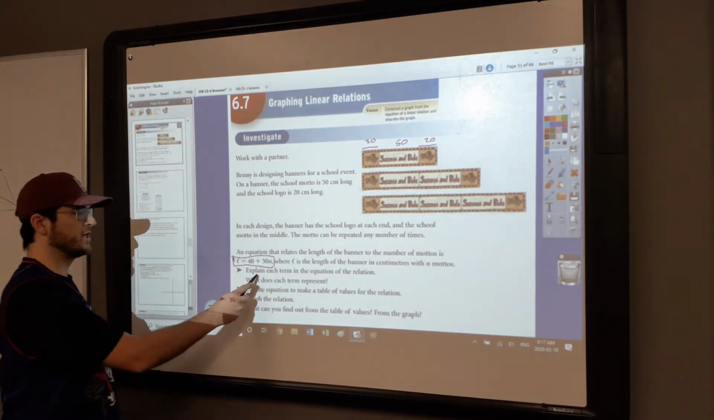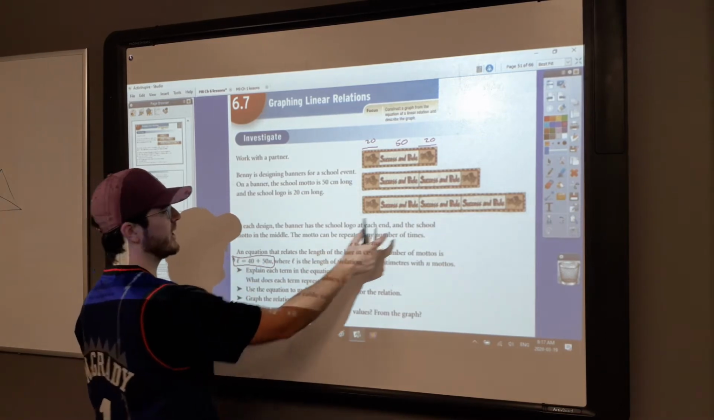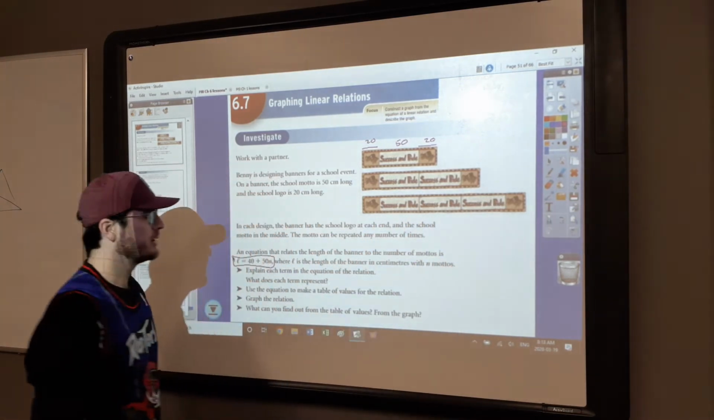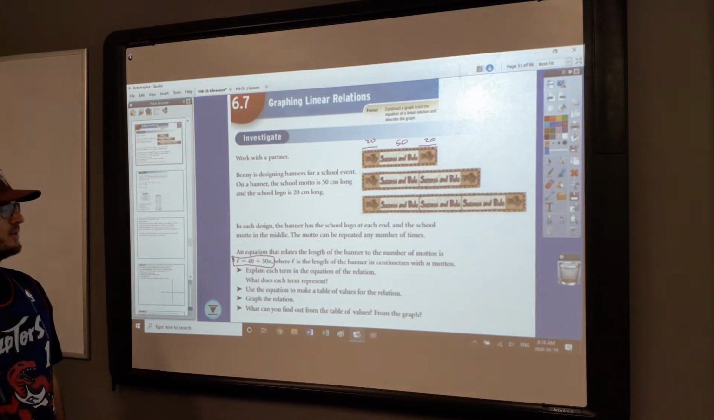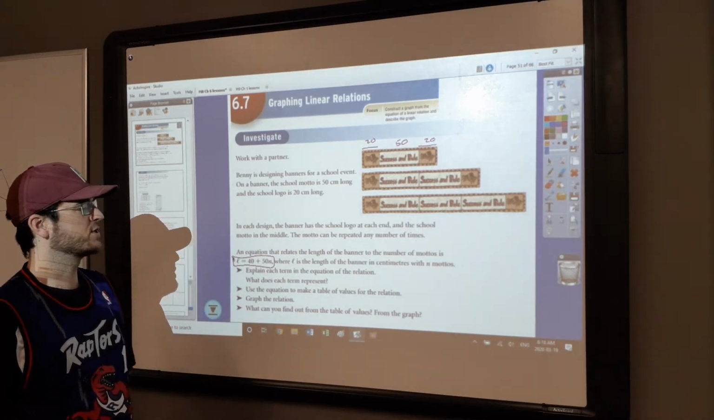Okay, so explain each term in the equation. What does each term represent? Well, that's where the 40 comes from, the 50n just comes from you might be putting an extra 50 centimeters for each motto that you're putting in between. Okay, use the equation to make a table of values.